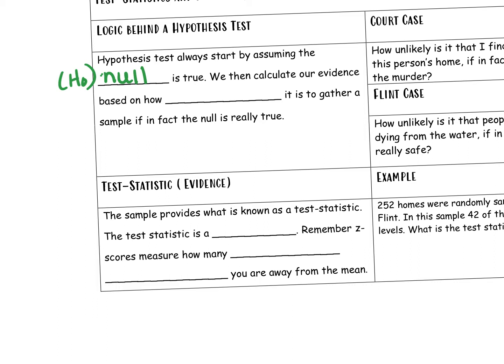Flint, Michigan says that the water is safe to drink. We're going to assume that that is true. And then we're going to calculate our evidence based on how unlikely it is to gather a sample if in fact the null is really true. So in a court case, for instance, here's what it really means. We have a person that is on trial for murder, right? And this particular person is considered innocent until proven guilty.